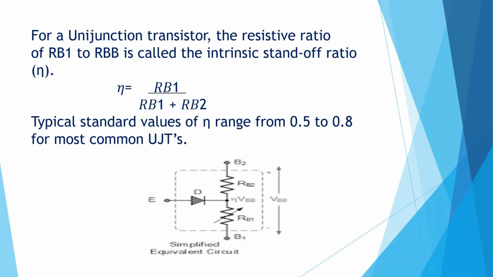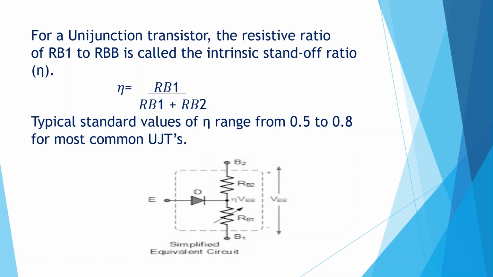Say the total potential applied is 5 volts, and the eta value is 0.5. So what is the potential across RB1? Potential across RB1 will be 0.5 multiplied by VBB, the total potential. So 0.5 multiplied by 5 will be 2.5. So the potential drop across RB1 will be 2.5 volts.